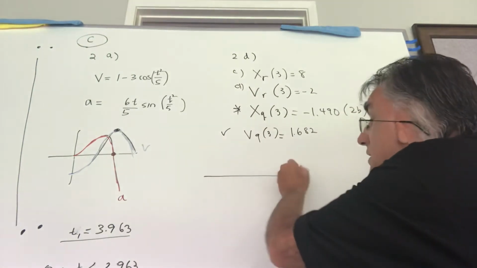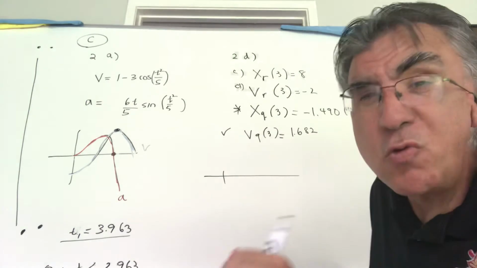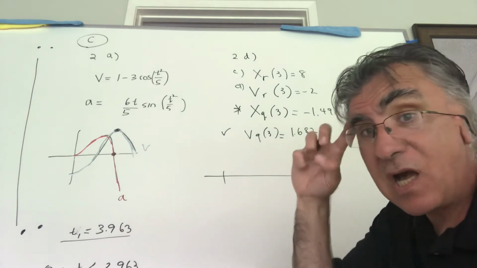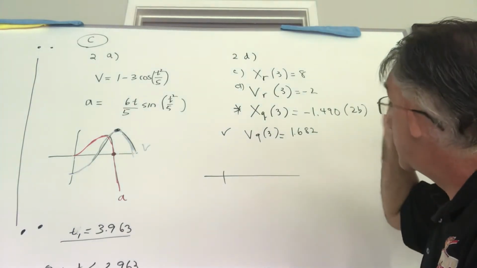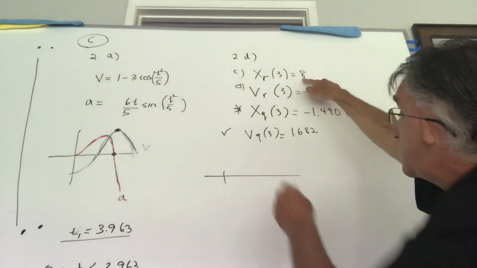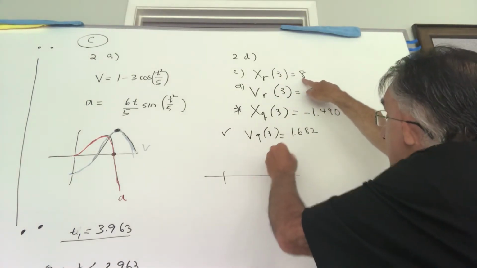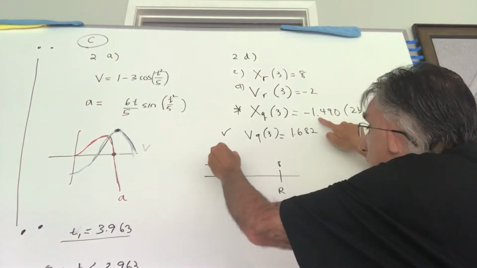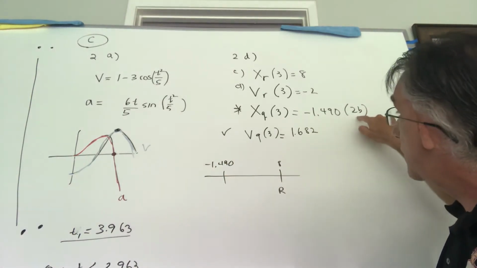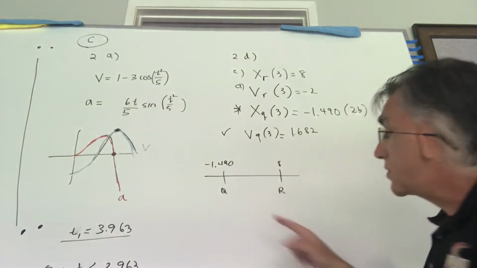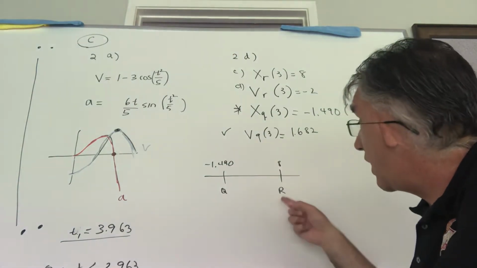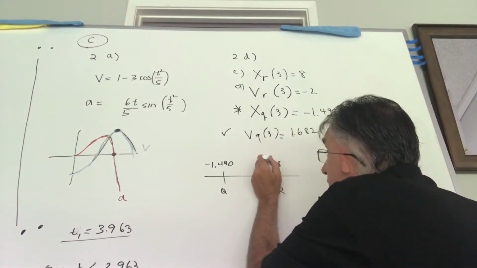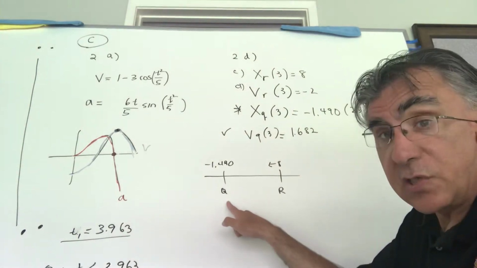If I look at the graph of this, now how you write this out, or how you say it, gets a little complicated. So I actually drew a picture on this here. So at 3 seconds, the position of R was at 8, and the position of Q was at negative 1.490. Now we did that calculation earlier on. So here's Q. So Q is on the left of R. Now here's the thing. R's velocity is negative, so it's moving to the left. So it's moving towards Q.